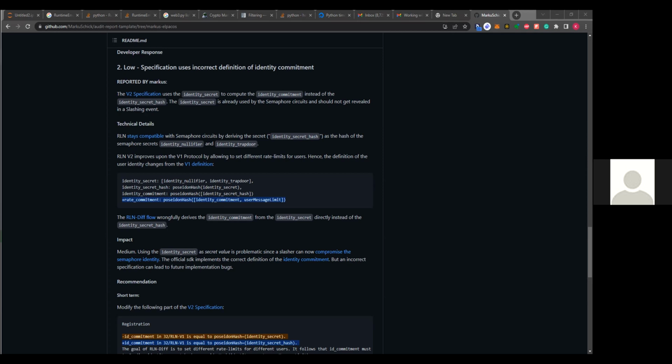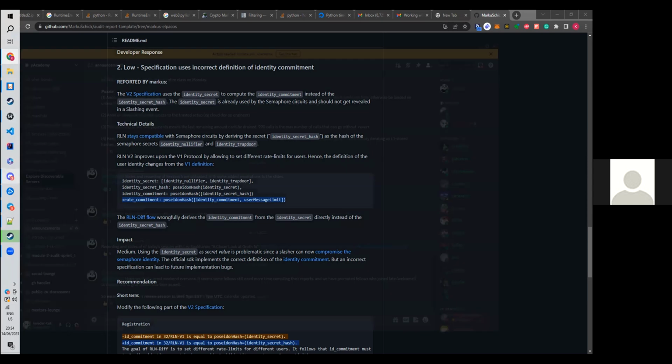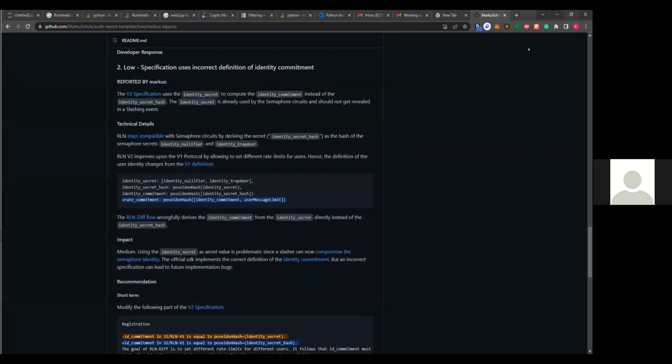And what this could lead to is, if in RLN a user gets slashed for spamming, then the attacker would be able to extract the secret, and that's the secret which is used inside of Semaphore, right? So they could exploit it as well, which might not be desired by the RLN app developers.